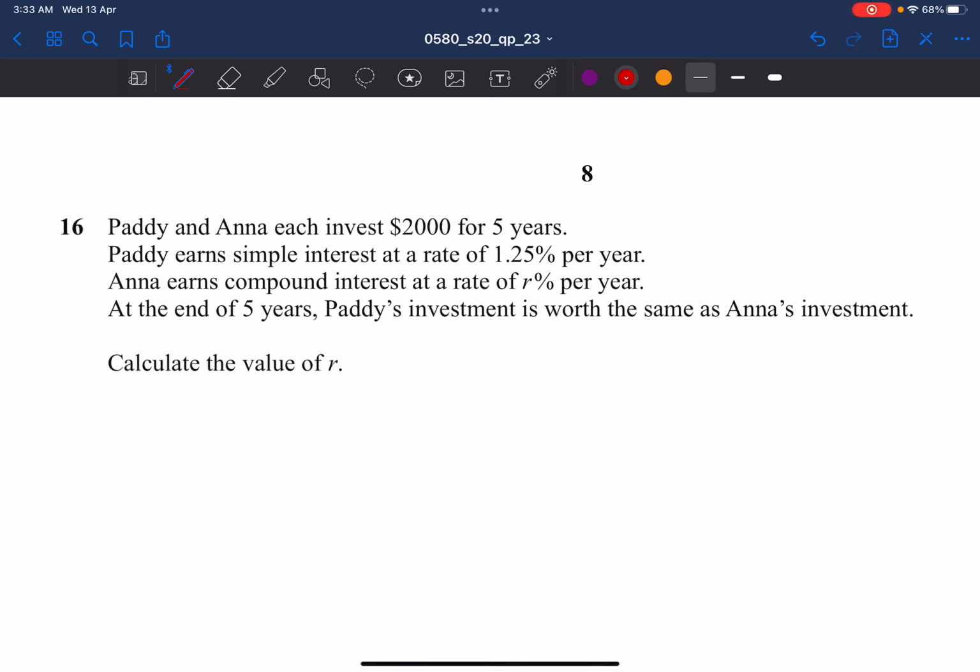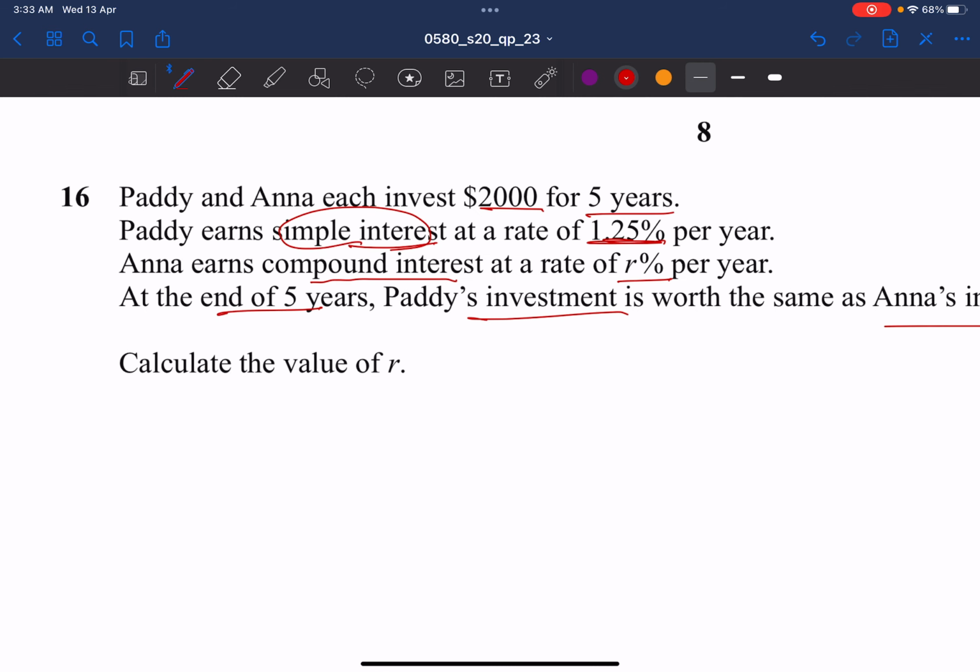Patty and Anna each invest 2,000 for 5 years. Patty earns simple interest at a rate of 1.25%. Anna earns compound interest of R%. At the end of 5 years, their investments have the same value. So the interest, right?